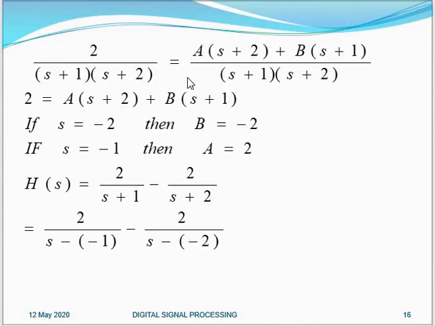Again from this side we are having this part. So from here, 2 equals A into (s plus 2) plus B into (s plus 1). From here, if s is equal to minus 2, we will get the value of B. If s is equal to minus 1, we will get the value of A. A is 2 and B is minus 2 from this partial fraction. So H(s) is nothing but 2 by (s plus 1) minus 2 by (s plus 2). Or we can write 2 by (s minus of minus 1) minus 2 by (s minus of minus 2). We are writing the pole this way because we need the minus sign over here. So our poles are at minus 1 and minus 2.